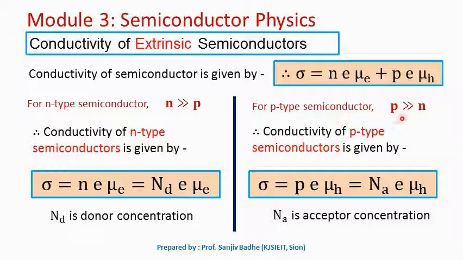For p-type semiconductor, the hole concentration in valence band is very large as compared to electron concentration in conduction band, and therefore the first term can be neglected. So conductivity of p-type semiconductor can be written as peμh, that is equal to Na e μh, where Na is acceptor concentration, that is number of trivalent acceptor atoms added per unit volume. Hole concentration in valence band will be equal to this acceptor concentration, and therefore the conductivity of p-type semiconductor will be equal to peμh, that is equal to Na e μh.